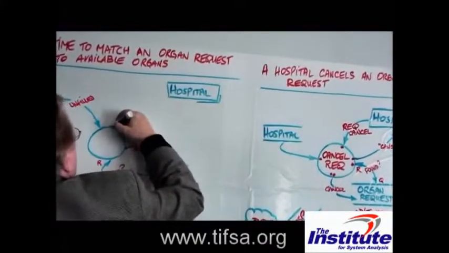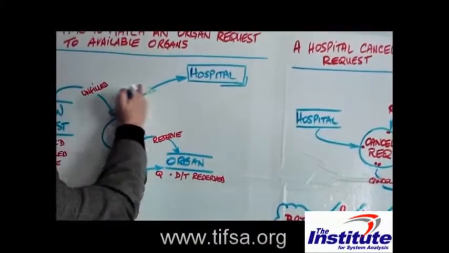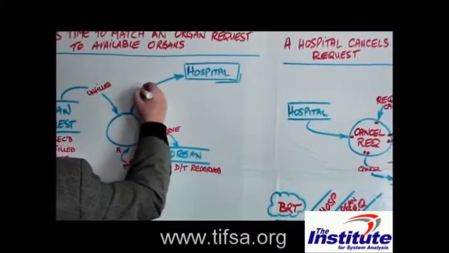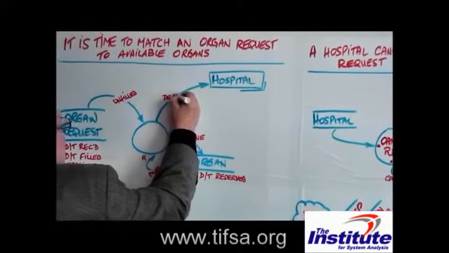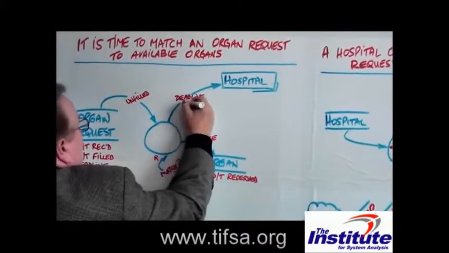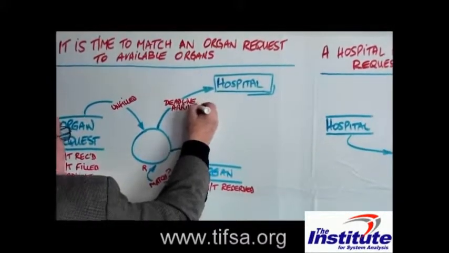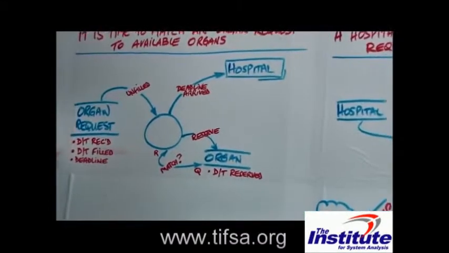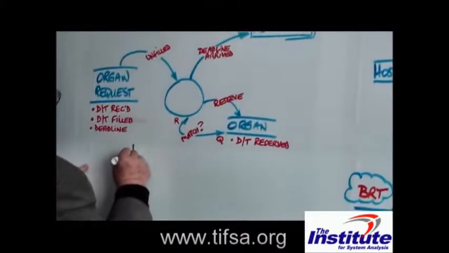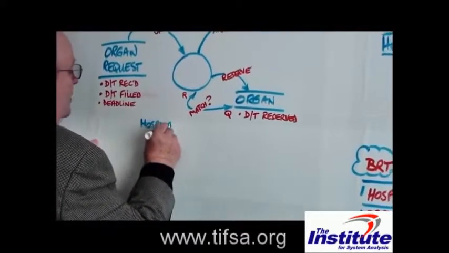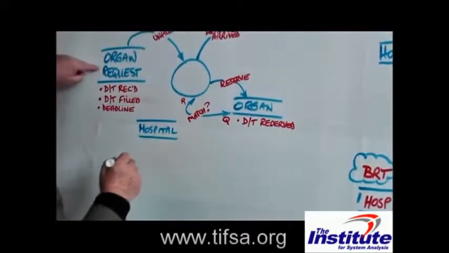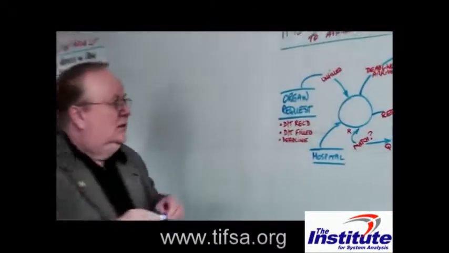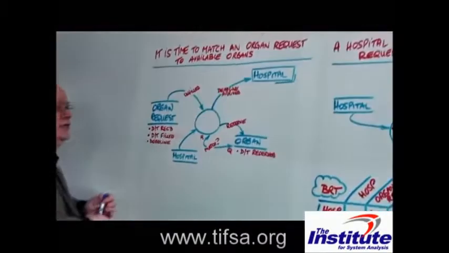And I'm going to tell them that we've arrived at the deadline. I'm going to put deadline arrived. And to be able to tell the hospital, I have to know who the hospital is that that organ request belongs to. So I'm going to put hospital here as an object. Otherwise, I won't know who that request belongs to. And I'm going to bring in the hospital data so as I can tell them that the deadline has arrived.